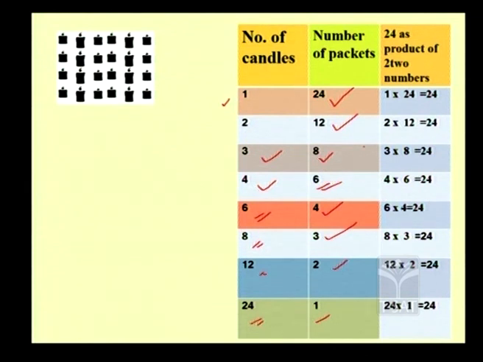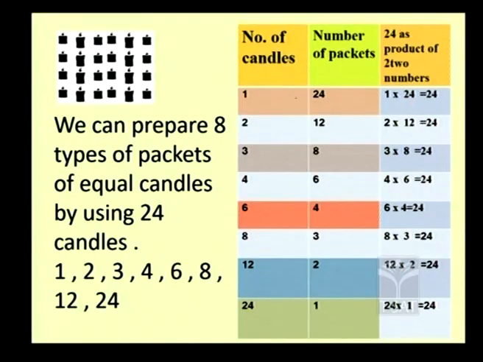So, here you are observing 1 into 24, 2 into 12, 3 into 8, 4 into 6, 6 into 4, 8 into 3, 12 into 2, 24 into 1. What are these? Here 1 can divide 24 exactly, and 2 also divides 24 exactly, and 3 also divides 24 exactly, and 4 also divides 24 exactly, and here 8 also divides 24 exactly. Like this, when we are having 24 as a product of some other numbers, those numbers can divide 24 exactly here. So, observe the screen.